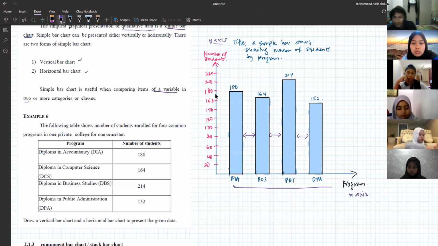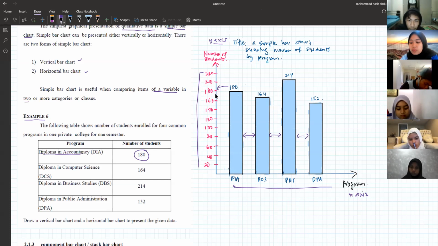So let's look at example number 6. Diploma in accountancy, we have 180 students. So we need to draw a bar to 180, right? Of course, the value for the y-axis, you should measure correctly on a graph paper, right? So if you wrongly put the measurement scale on the y-axis, then when you want to do some interpretation, you will get a wrong interpretation, right?